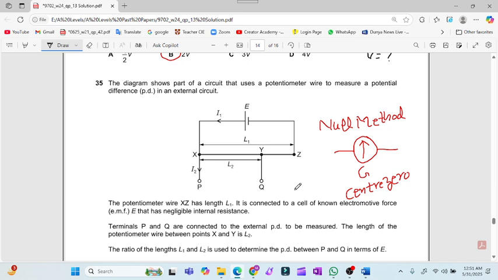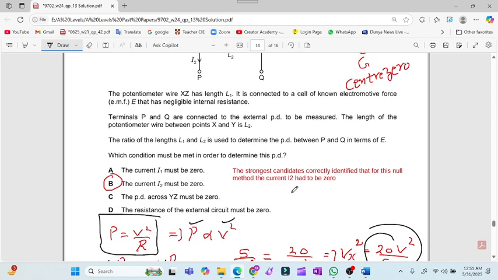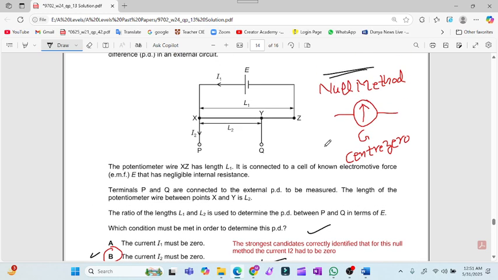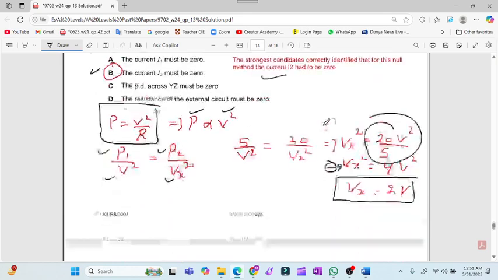So now this is the potentiometer. Potentiometer is a null method. For this null method, the current I2 must be 0. So option B is the valid option. This is called the null method because when you place the wire at this point using the galvanometer, it will give you some deflection. When you move the slider, and the currents in the two branches become equal to each other, or when the current I2 becomes zero, it will give you the zero reading, the null reading. This is the reason it is called the null method.